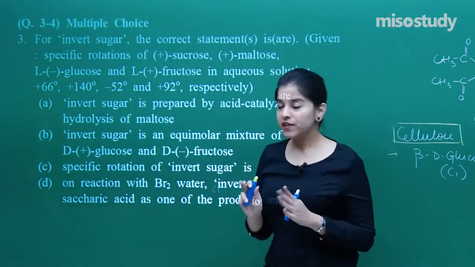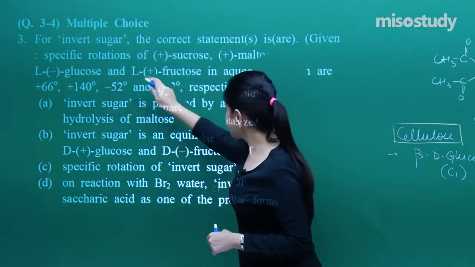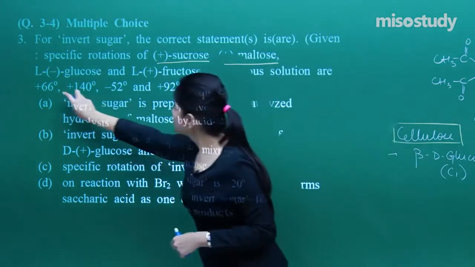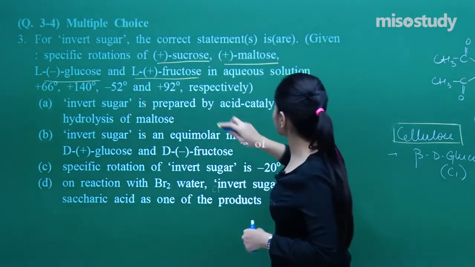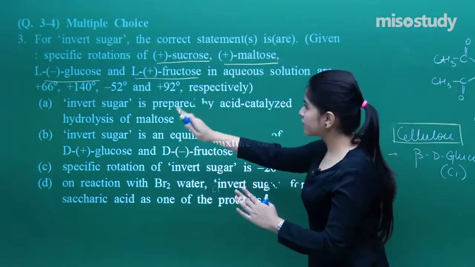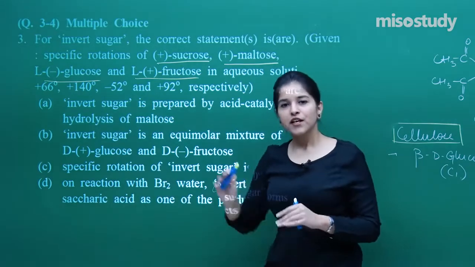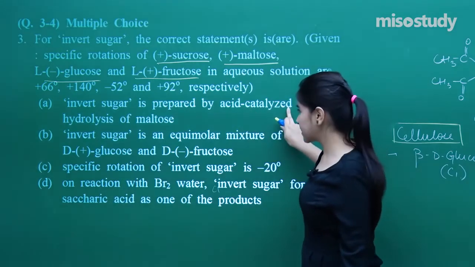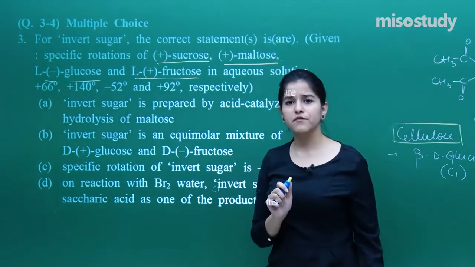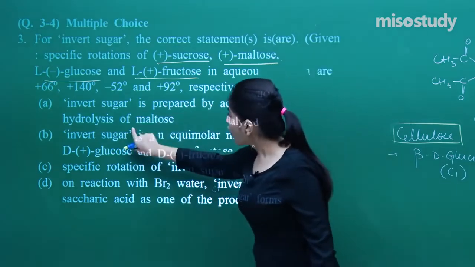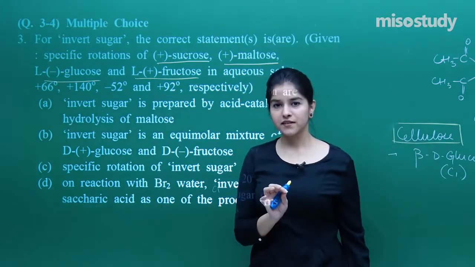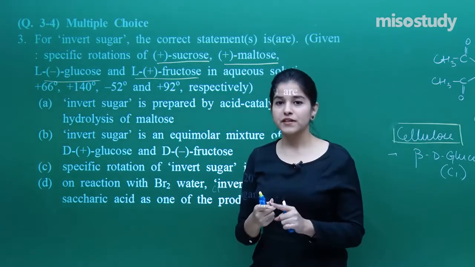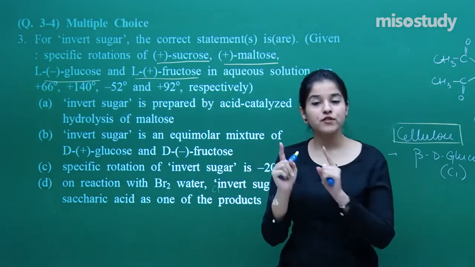What are the given things over here in the question? Given are specific rotations of sucrose, maltose, glucose and fructose in the aqueous solution. So they have given all the values of the specific rotation. Now let's just check the options. Invert sugar is prepared by the acid catalyzed hydrolysis of maltose. Is this option correct? Here, if you recall the concept of inversion of sugar, that is only dealt in the case of sucrose.